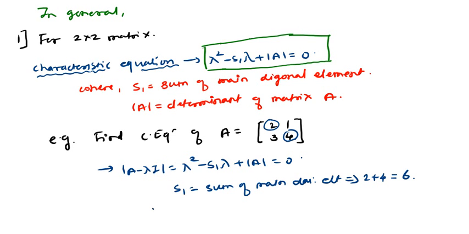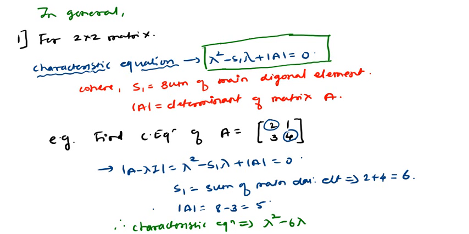And what is the determinant? The determinant of this will be 8 minus 3, which is 5. Therefore the characteristic equation will be lambda square minus s1 lambda, s1 is 6, so 6 lambda, plus the determinant, that is 5, equal to 0. So this is how we find the characteristic equation of any 2 by 2 matrix.